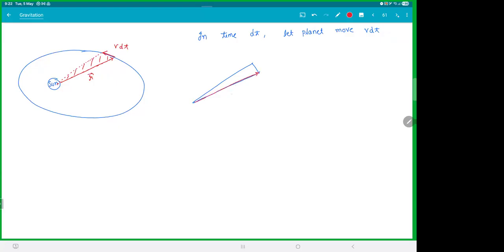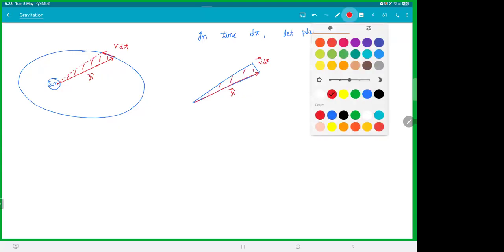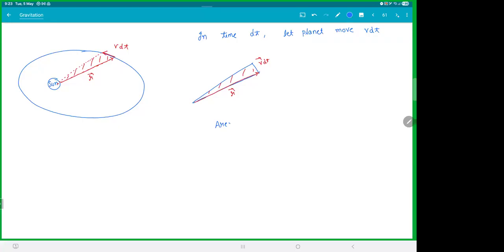Remember? If this is r bar and this is v bar dt, the area of a triangle is half a cross b. Area of a parallelogram is a cross b. Area of a triangle is half mod a cross b bar. So here we are finding a small area dA. This would be half r bar cross v bar dt. Send the dt this side, you end up with dA by dt equal to half, multiply and divide by mass, we get m r cross v bar by m. And that's nothing but angular momentum, L bar by 2m.